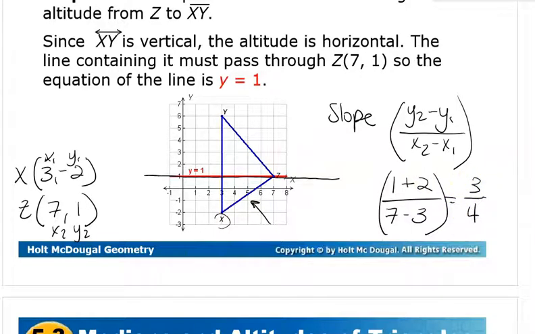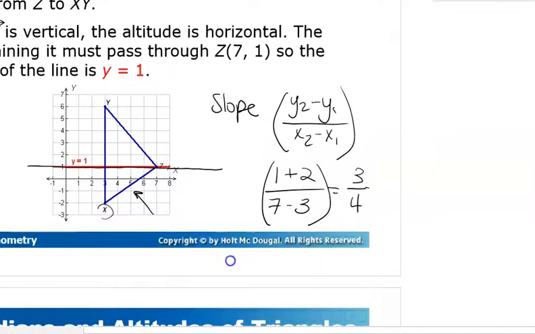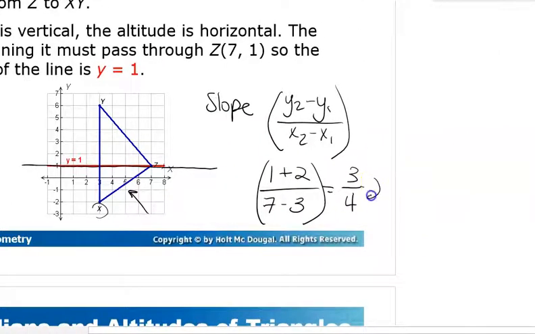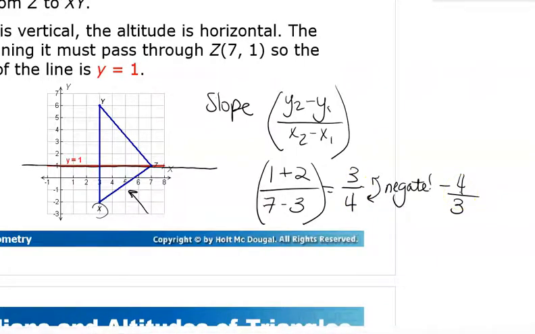Okay, to find the perpendicular slope, we would flip it and negate it. Negate, okay. So 4 over 3 is flipped and negated. If it was already negative to begin with, it'd become positive. So you just do the opposite. It's the opposite reciprocal. So I know my slope.